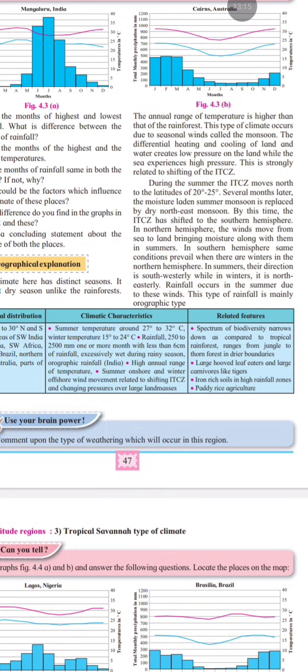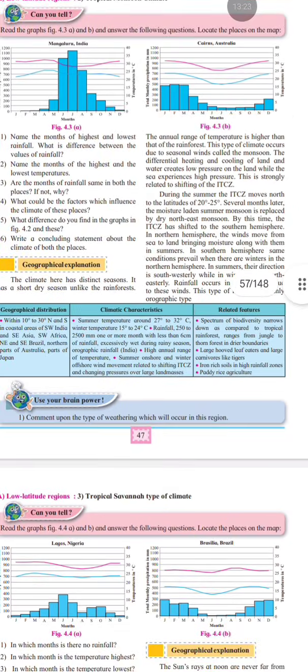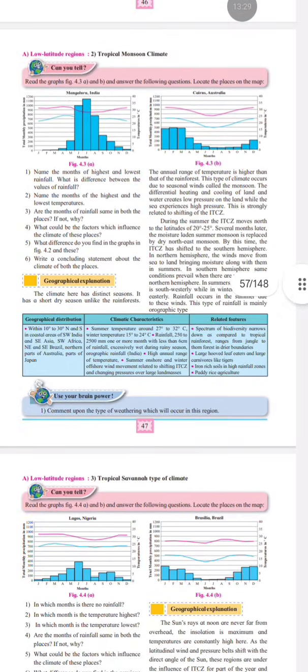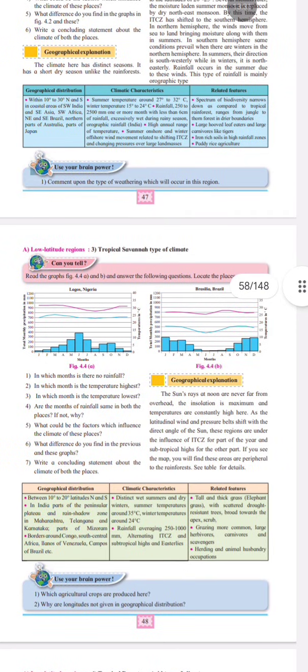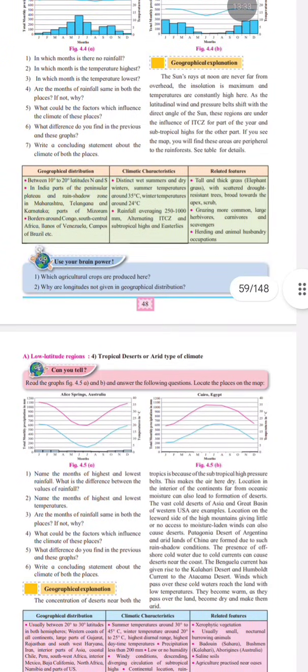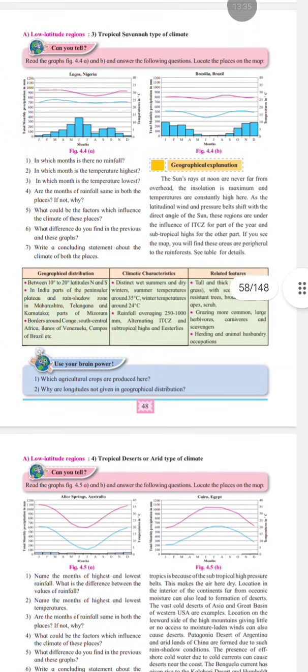So in this, remember one thing: seasonal monsoon and distinct wet and dry seasons mean tropical monsoon climate. In the next part we will study the tropical savanna type of climate and the tropical desert or arid type of climate.